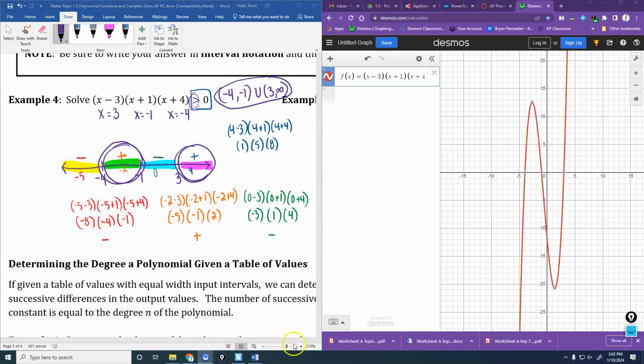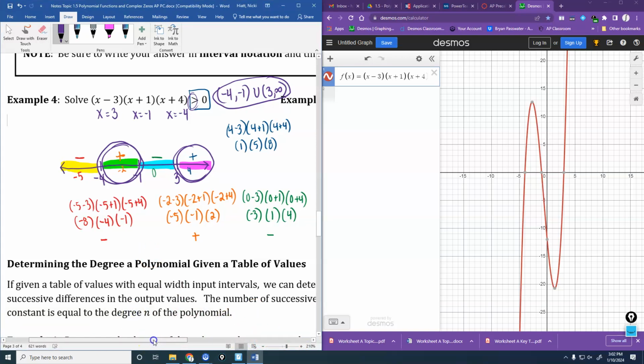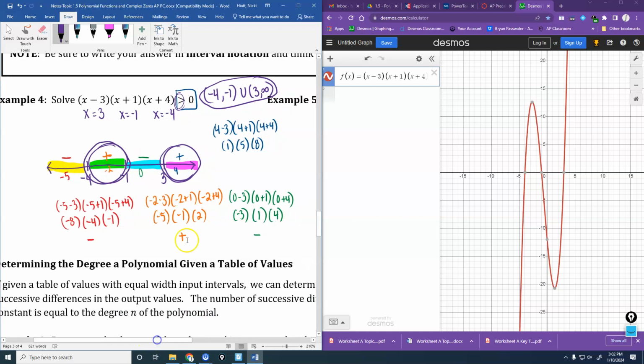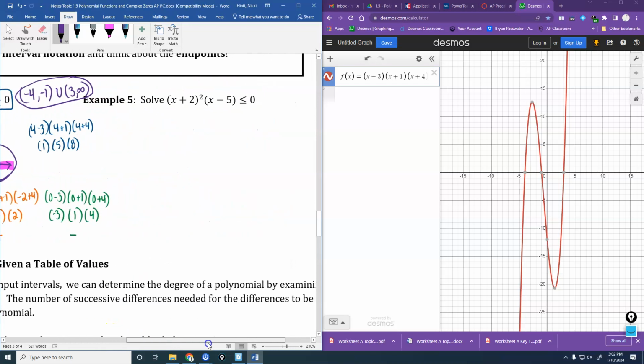Okay, so let's look at the next problem, and I'm also going to show you a shortcut I really like to use. You don't have to use it. You can do exactly like I did example 4 on every problem if you would like, but I do like the shortcut.